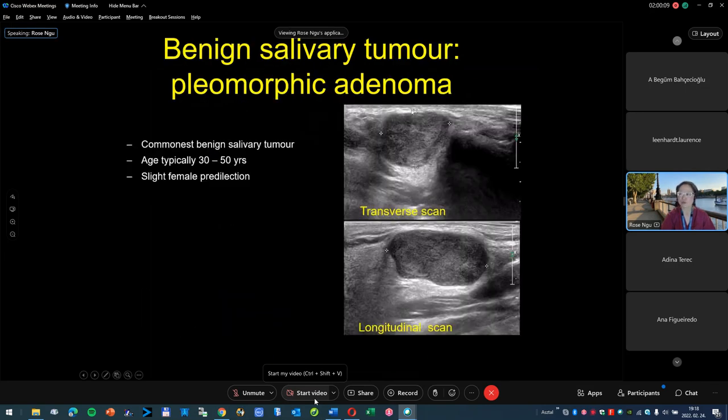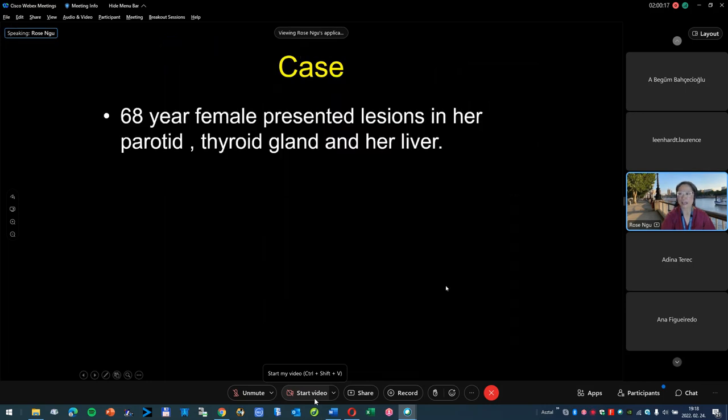Okay. So this is what pleomorphic adenoma looks like. They're solid. They're well-defined. You can see them lobulated. Okay, and I'm going to present you a case that is very rare.